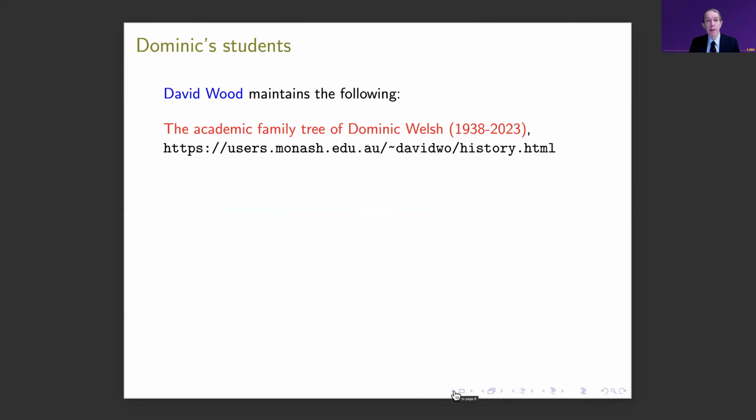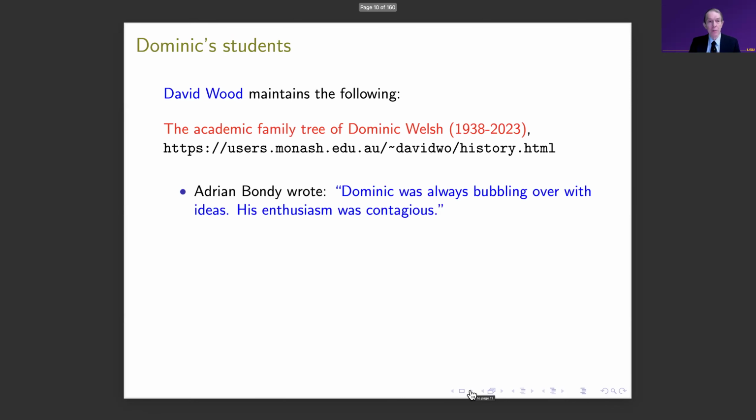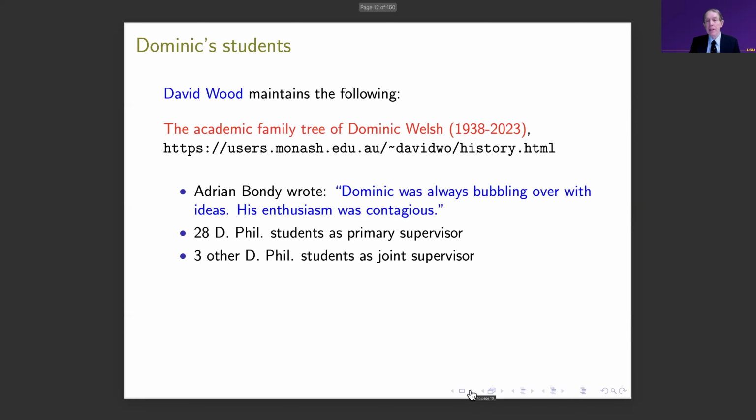David Wood, who's one of Dominic's students, one of Graham Farr's students, maintains the academic family tree of Dominic, and that's extensive. Dominic's first student was Adrian Bondy, and he wrote, Dominic was always bubbling over with ideas. His enthusiasm was contagious. And that's absolutely true. 28 of us were lucky enough to be his doctoral students. I'm going to use the Oxford abbreviation DPhil. Everywhere else in the world would be PhD. 28 DPhil students, and another 3 students Dominic was the joint supervisor of.